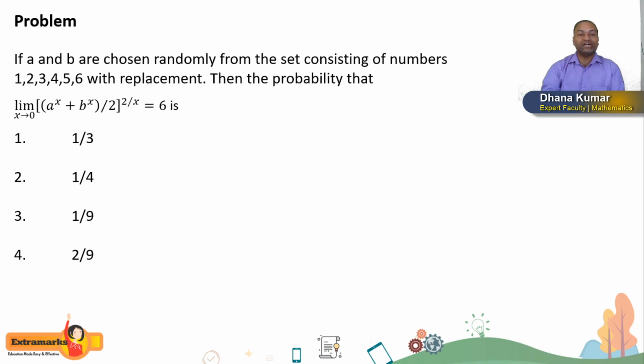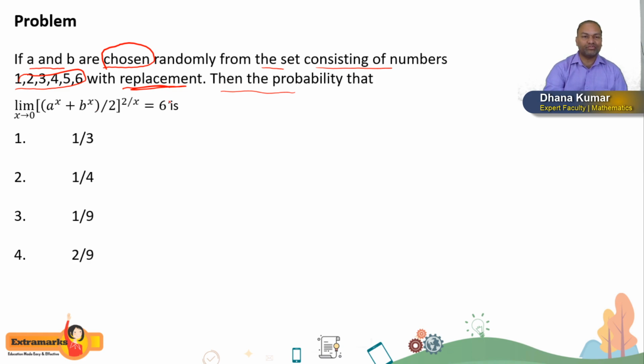Let us come to one more question. Now this question is related to the limits concept. You see every question: one question related to quadratic, one related to matrices and determinants, one related to P and C. Now here, limits. Here also same: a and b are chosen. Again the word chosen is there, means you have to use combination. Randomly from the set consisting of numbers 1, 2, 3, 4, 5, 6. Only 6 integers are given, with replacement. Observe that, with replacement. Then the probability that it satisfies some condition.